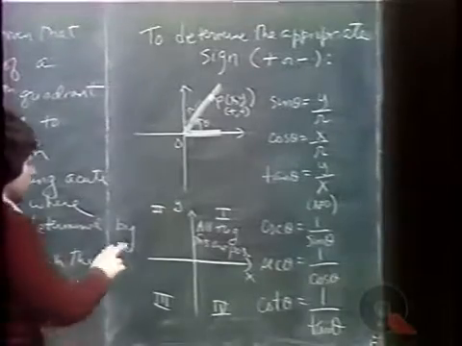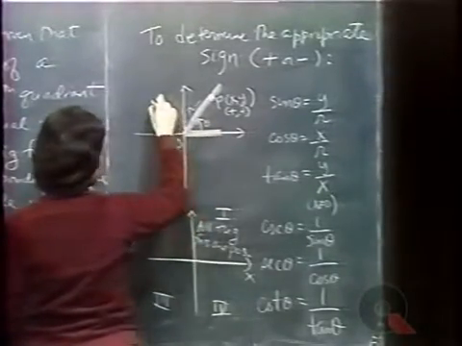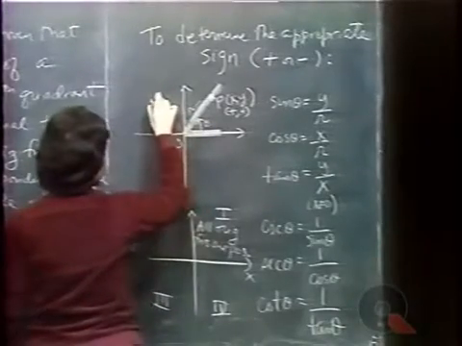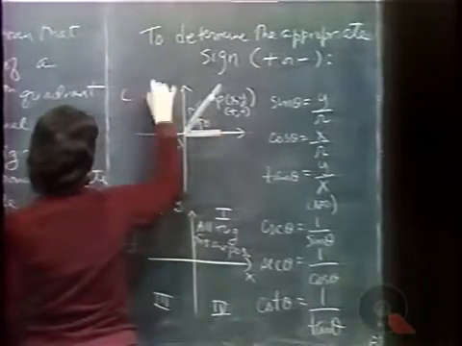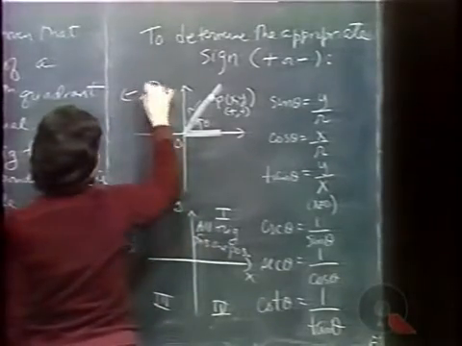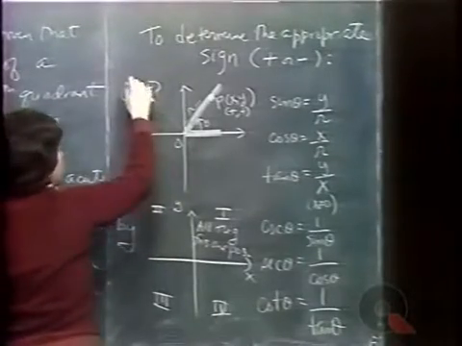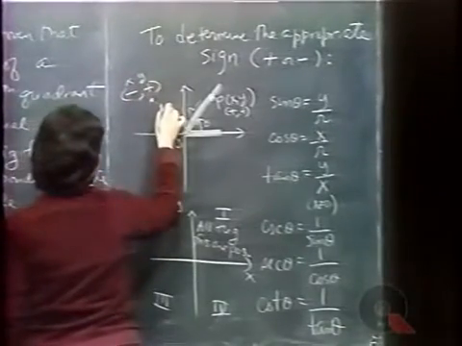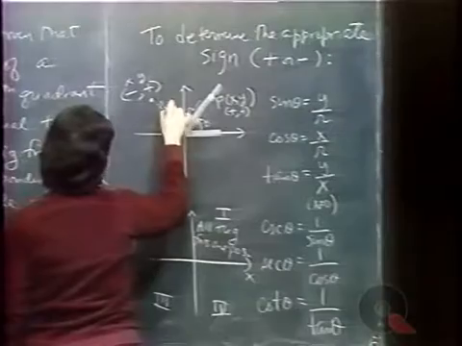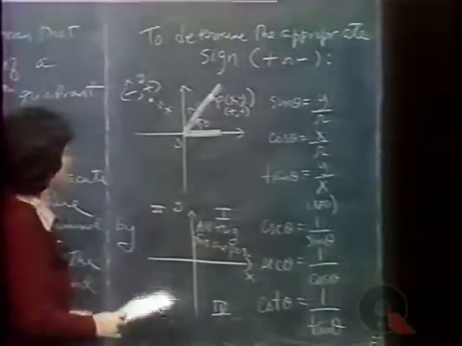Let's look. In the second quadrant, let's say we had a point P on the terminal side of an angle. It's somewhere on the terminal side of an angle. I don't care exactly where. The important thing is that if it's in the second quadrant, the x coordinate is negative and the y coordinate is positive. R, of course, is positive. X is negative, y is positive, r is positive.